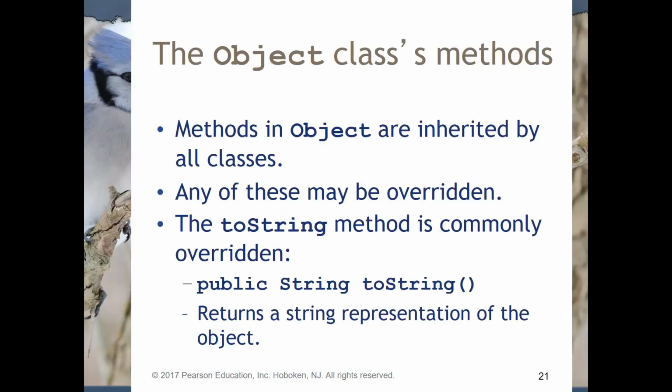The Object class and its methods. Methods in Object are inherited by all classes. Any of these may be overridden. The toString method is a great example of that. I love this method. It's used for printing out a class and its contents. So if you have an object and you want to see the contents, say for debugging purposes, you would use toString within that class to print out its contents. The default implementation in the Object class doesn't do it justice, so you write your own and it makes life a lot easier. It returns a string representation of the object, but you get to implement how it's represented.